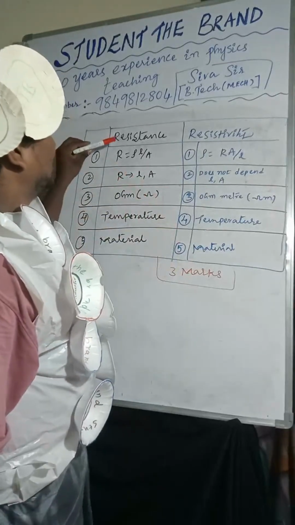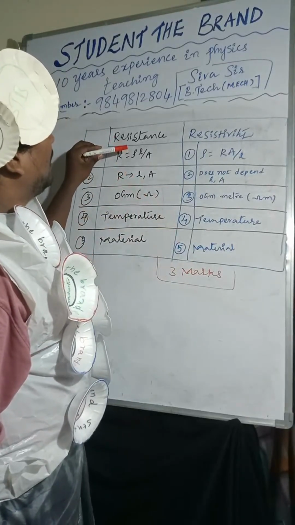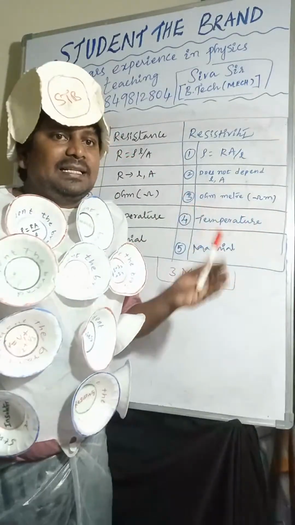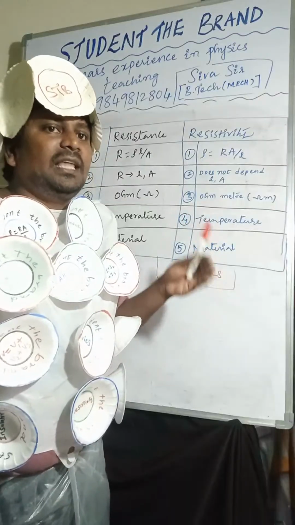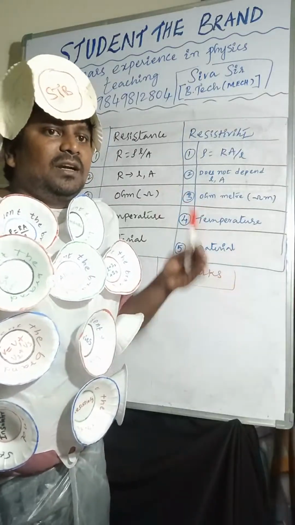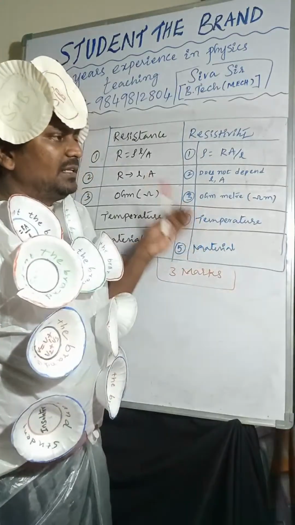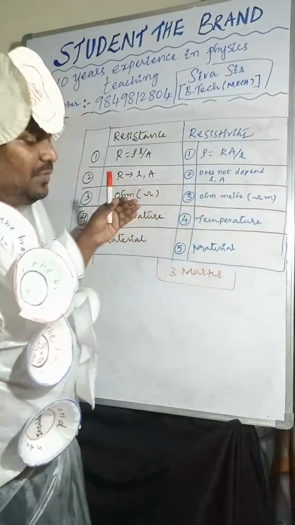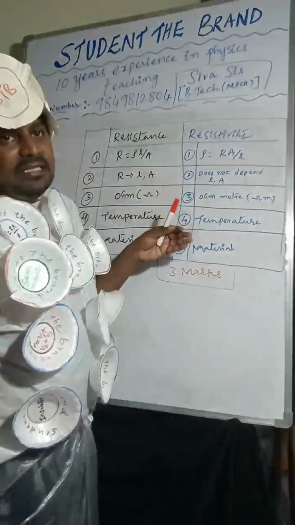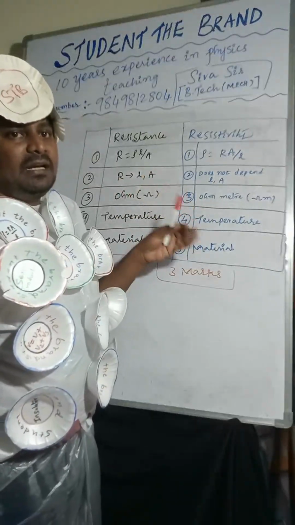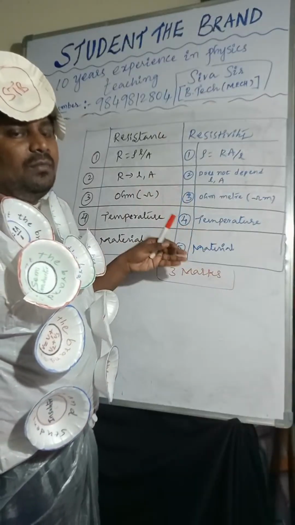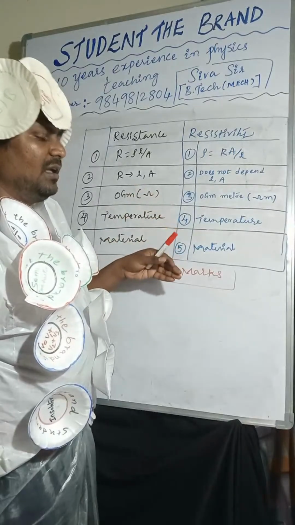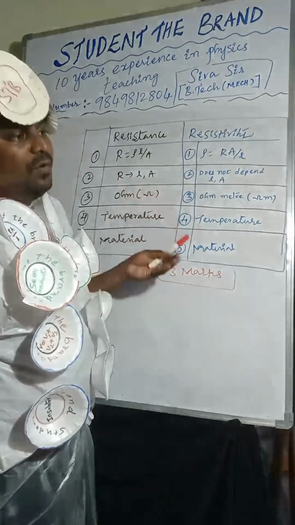Resistance is nothing but the phenomenon of opposing the electric current. So the SI unit of resistance is ohm.